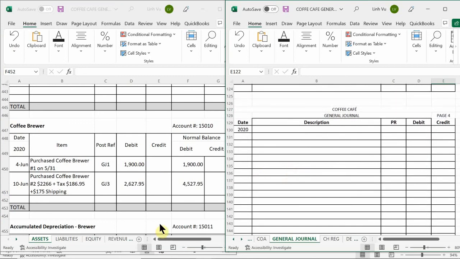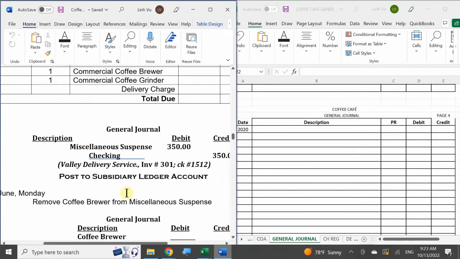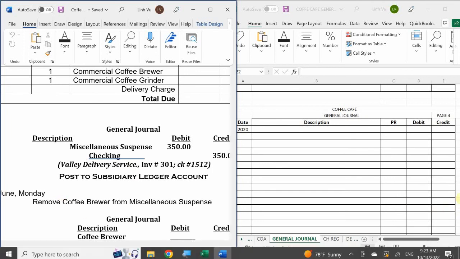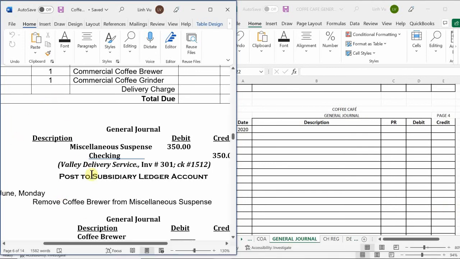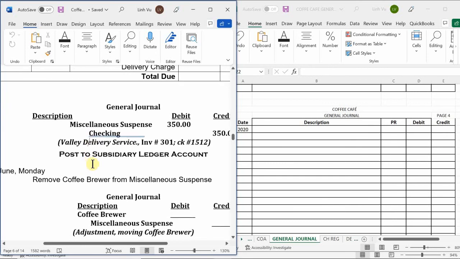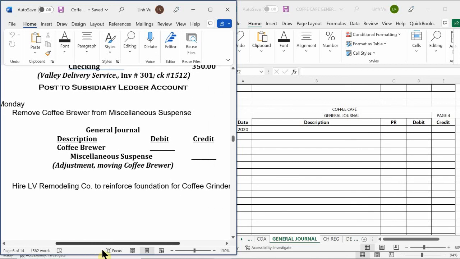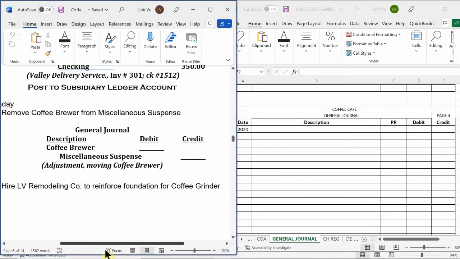So that means we are done with this section here. So we got our coffee brewer and a coffee grinder, right? We removed the coffee brewer, so all we have left in the miscellaneous expense is the coffee grinder. Once we have done that, we're going to be hiring LV Remodeling one more time to go ahead and reinforce that foundation for the coffee grinder. Okay? Is this a transaction we need to record?